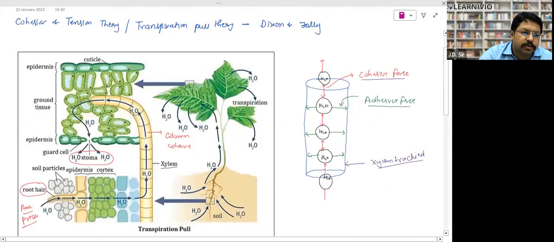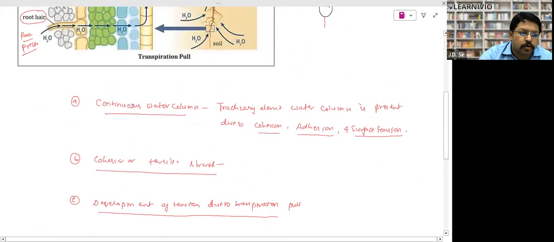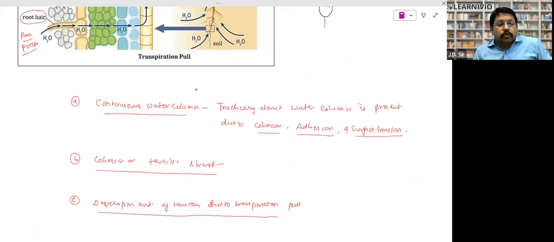So there are three conditions through which the water is transported. Continuous water column. Sorry. First, the continuous water column in tracheary elements, means tracheids. The water column is present due to cohesion, adhesion, and surface tension forces. Then cohesion or tensile strength. That is, cohesion provides the tensile strength between the water molecules.